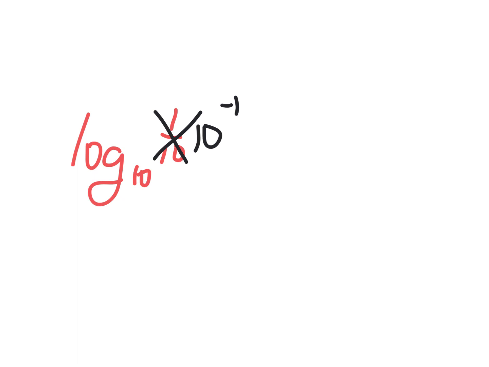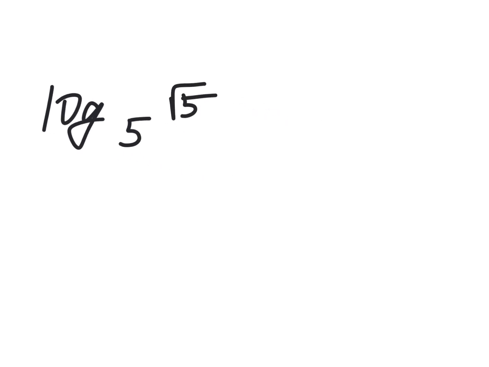10 to the negative 1 is 1/10. You got to remember all of those, and that's why we do exponentials before this, because it gives us a chance to practice all those weird exponents. Here's another weird one coming. That has a weird exponent? Yes, it does. Square root of 5. What the heck?